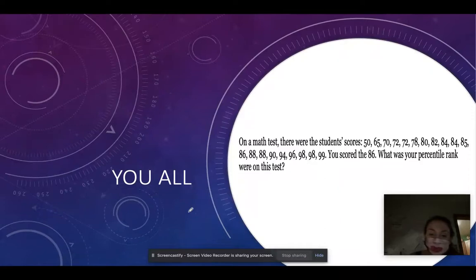All right, so here's the next problem. Why don't you pause it for a sec, give it a shot, use that formula, and let's calculate the percentile that you would have gotten on the test if you scored an 86. If you did it correctly, you should be getting the 58th percentile. All right, so good luck. Get to work.